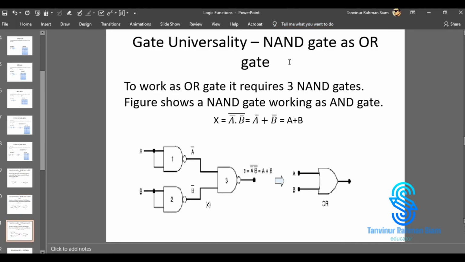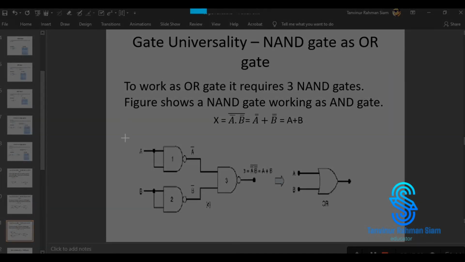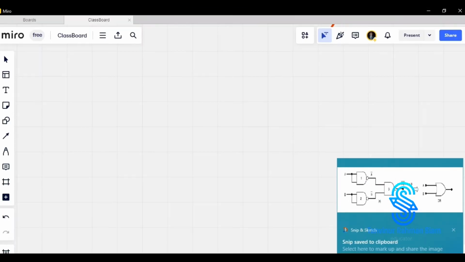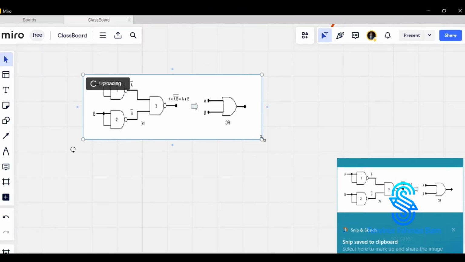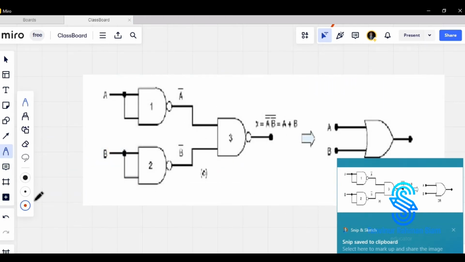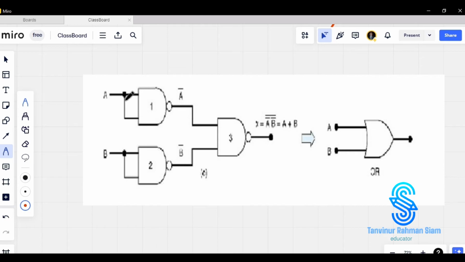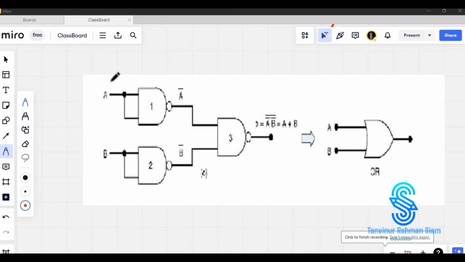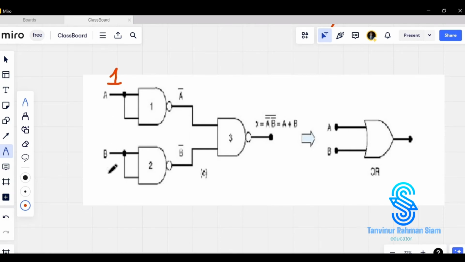Okay, after that we will learn about OR gate. We can use NAND gate as OR gate. How can we use it? See, we will also learn in our easiest method, just like the previous one. So first of all, we are just tracing the values that we are getting. So let's see. If we are giving 1 here and 1 here, so 1 will move to here, 1 will move to here, 1 will move to here, 1 will move to here.